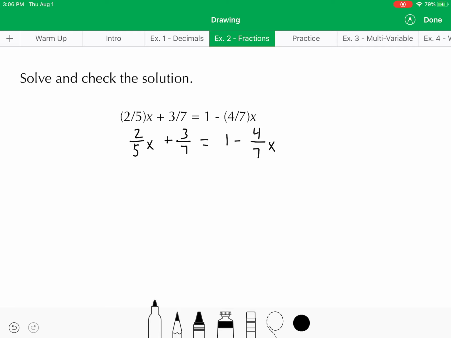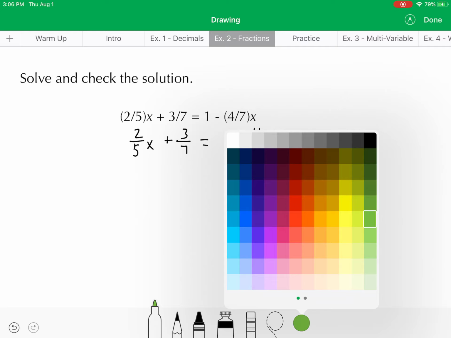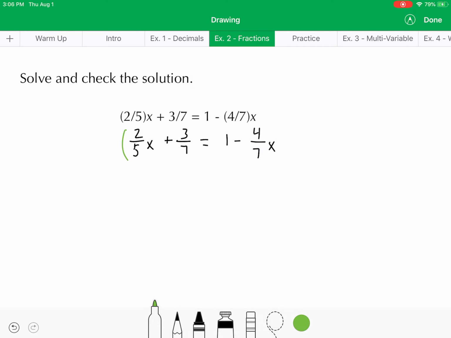And here a power of 10 isn't going to cut it. Instead, to clear those fractions, we're going to have to multiply both sides of the equation by a common denominator. And preferably you want the least common denominator. So out of all the fractions in the equation, we've got 5 and 7 as our denominators. The least common denominator would be 35. So I'm going to take this side and multiply it. I like to think of it as 35 over 1. And I'll do the same thing on the right side.